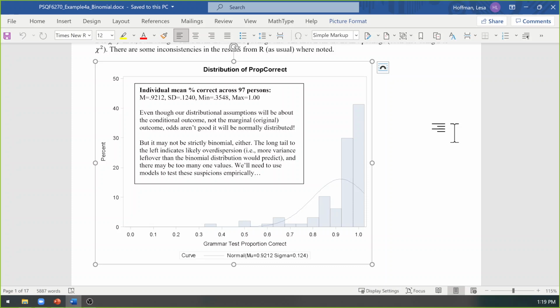So this is a marginal distribution. All of the assumptions that we're going to worry about are part of the conditional distribution instead, meaning after the model predictors have had their say. In longitudinal or clustered data, it's also after the random effects have had their say.